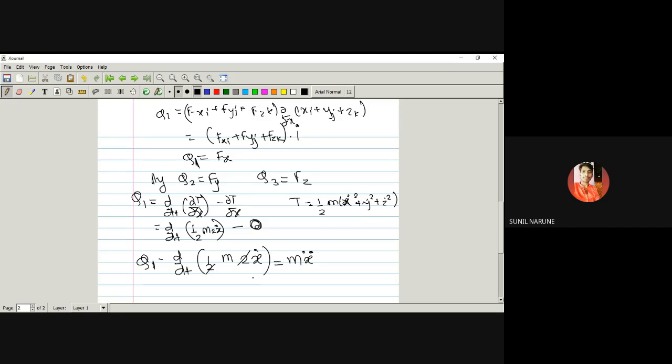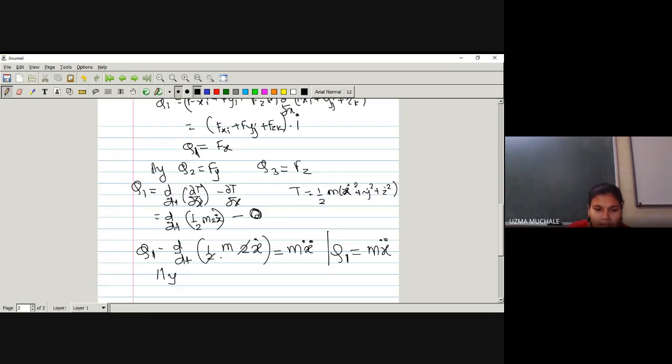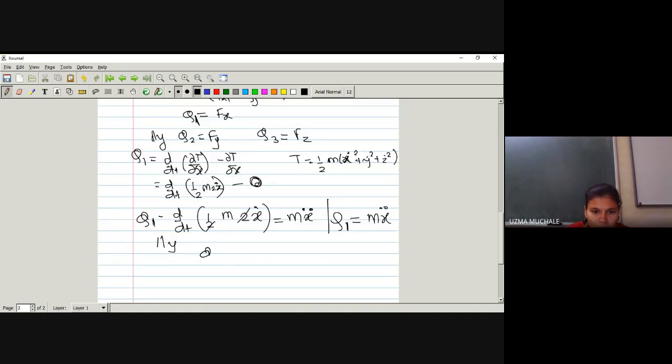So the value of Q1 we have obtained, I can write here, value of Q1 is equal to m x double dot. Similarly, we can have the value of Q2 will be m y double dot. Value of Q3 will be m z double dot. You can evaluate and check that the values will be these only, right?